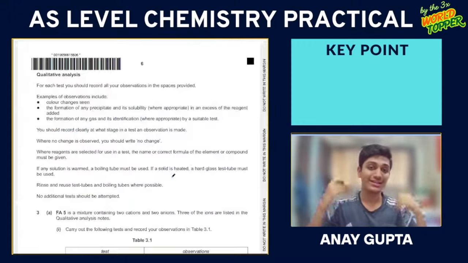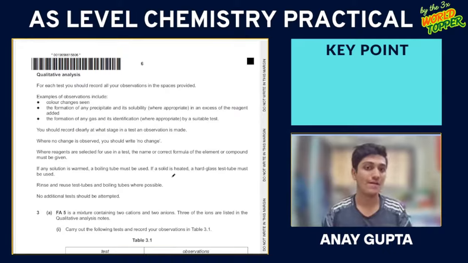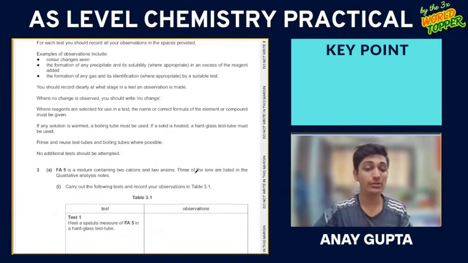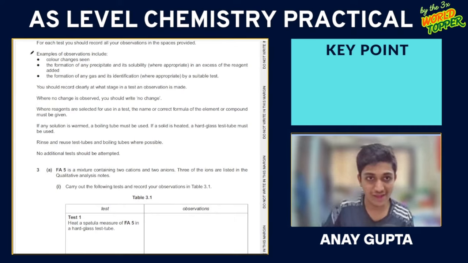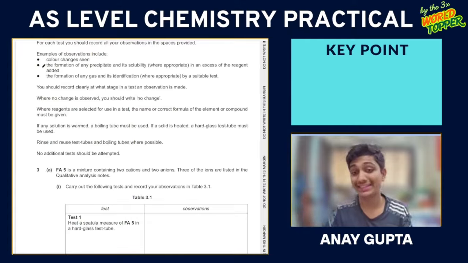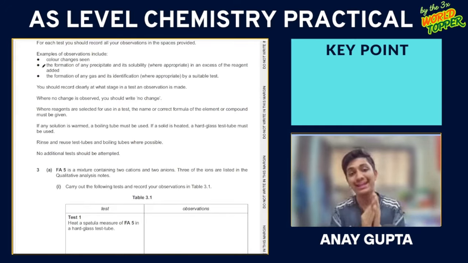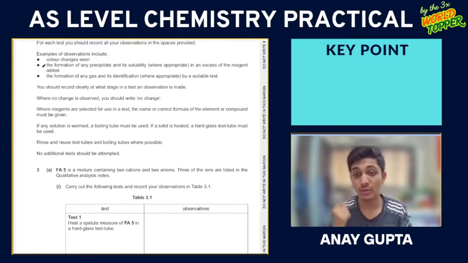Okay, now, next question, qualitative analysis. For each test, you should record all your observations in the spaces provided. Examples of observations include, this is very important, color changes seen, the formation of any precipitate and its solubility in an excess of the reagent added, the formation of any gas, and its identification by a suitable test. You should record clearly at what stage in a test an observation is made. When no change is seen, you should write no change.